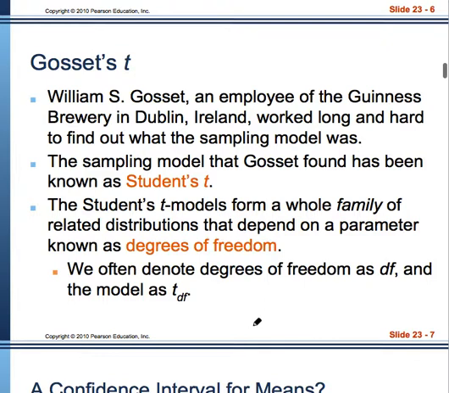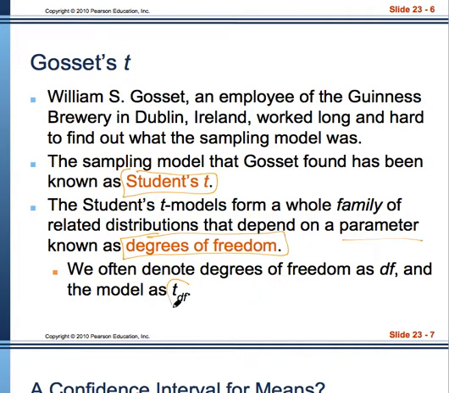Okay, so this man, William Gossett, he created a sampling model. It's called the Student's t, and you'll see it as a t-test, a t-value. It ends up forming a whole family of distributions, and the new word here is degrees of freedom. The degrees of freedom are going to depend on the parameter, which is what that says here, and it's going to depend on how big your sample is. So the degrees of freedom is related to the sample size.